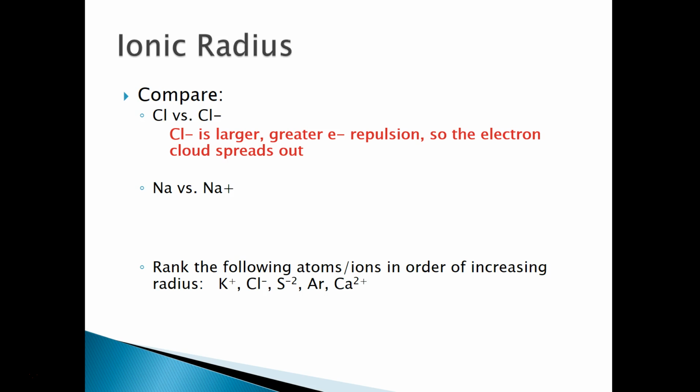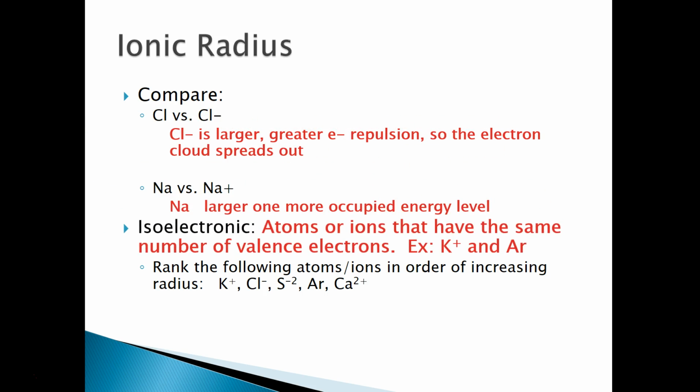The trend for cations is the exact opposite. So cations will always be smaller than their parent atoms. So in this case, the sodium atom will be larger because it has one more occupied energy level. When you take that one electron away from sodium, you're removing an entire energy level, so the sodium ion will be much smaller.